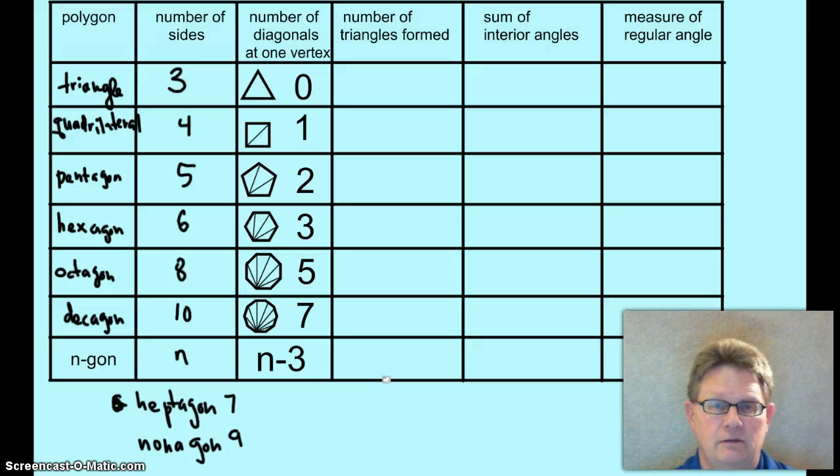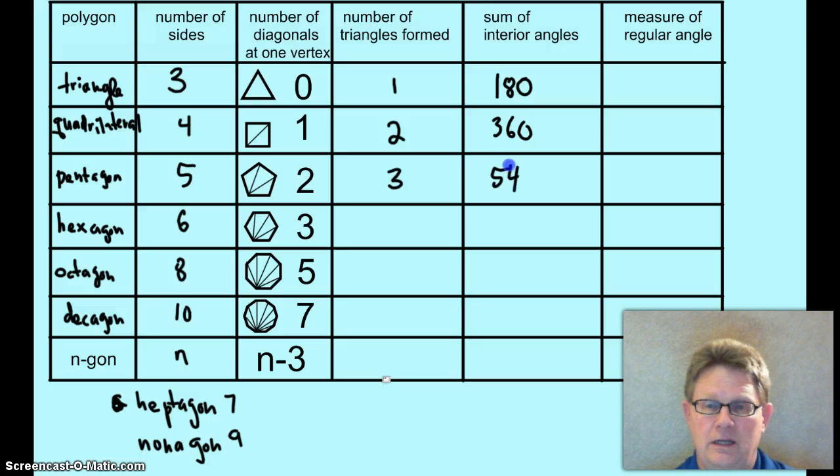Alright. How many triangles do I form by drawing diagonals? Just the 1 triangle that's there. So the sum of the interior angles of a triangle is 180. When I draw this diagonal, I make how many triangles? That's right, 2 triangles. 2 triangles worth of angles, 360 degrees. When I draw the 2 diagonals here, how many triangles do I make? 3. And that would be 3 triangles, so 3 times 180, 540.